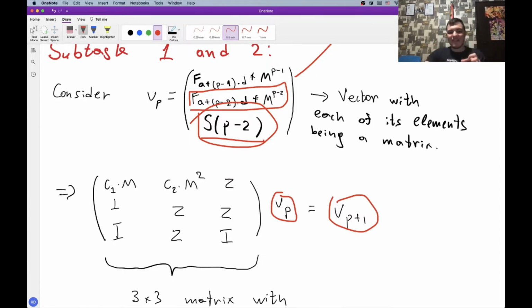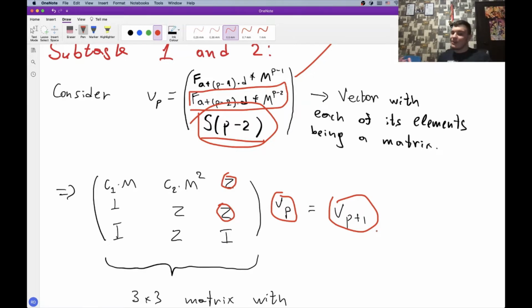So basically, every element here is a matrix, such that when you multiply this matrix by V of P, you get V of P plus 1. What we want to do is basically just solve the recurrence relation. Normally when we solve recurrence relations, we just do matrix exponentiation with some matrix. But now we want to solve a recurrence relation where the elements are matrices instead of just integers.